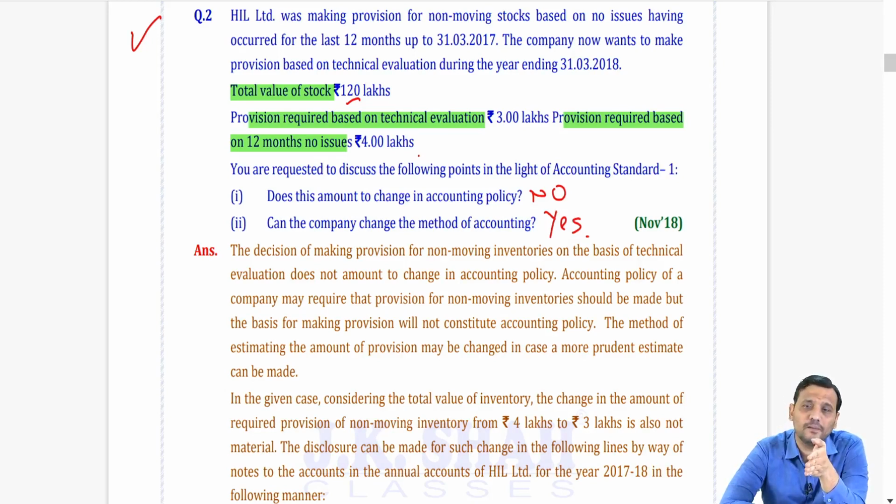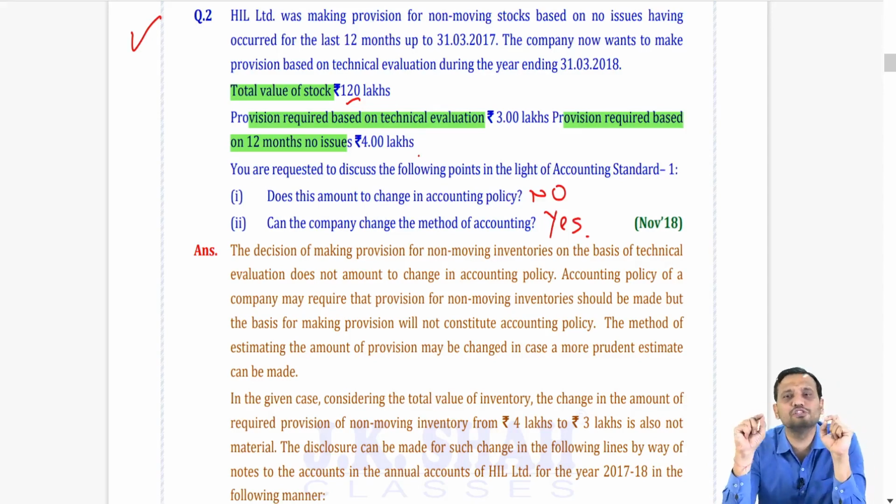Now earlier I used to create provision based on the number of issues, how many goods were sold. Based on that I used to make a provision. But from the current year I am making a provision based on some technical details, characteristics of the stock. Now, is this an accounting policy change? Answer is no. You will say, why sir? Friends, I should create a provision. This is my policy, that there are certain non-moving stocks, and for those non-moving stocks, I should create a provision. This is my policy.